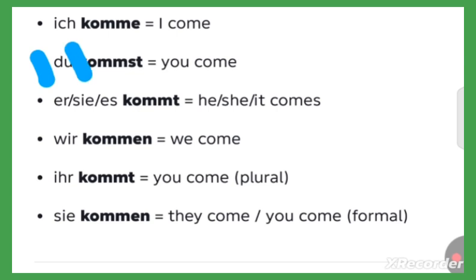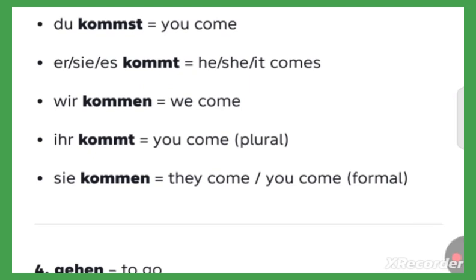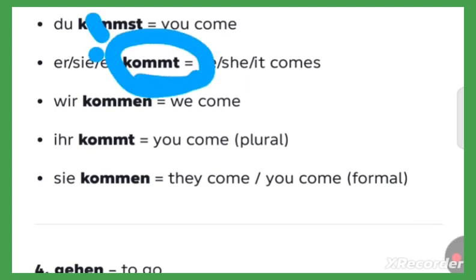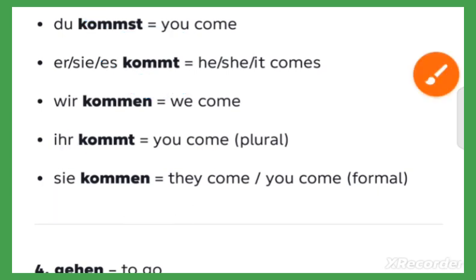The difference between sie meaning she and sie meaning they: if the verb has changed, you know it's she. If the verb is completely intact without changing after sie, you know it's they. For wir it never changes. It's wir kommen, we come. Wir kommen aus Zambia, we come from Zambia, etc.